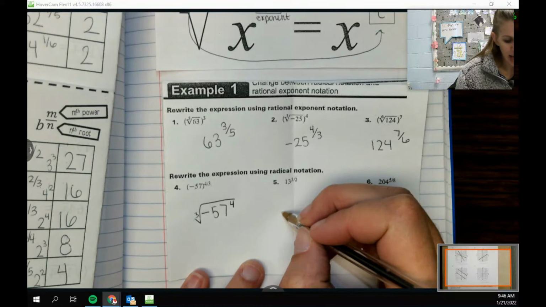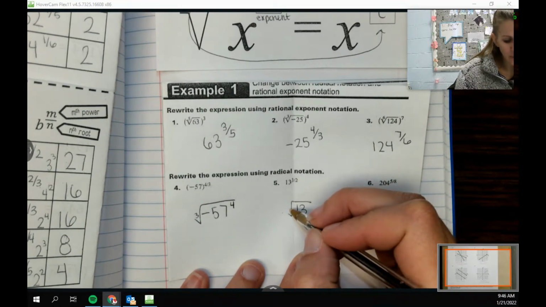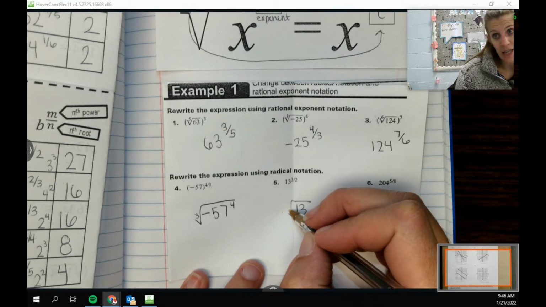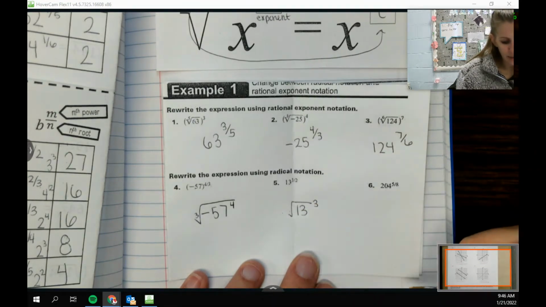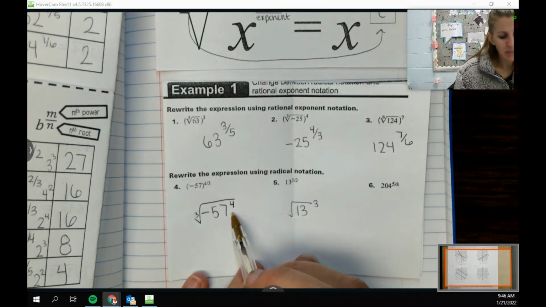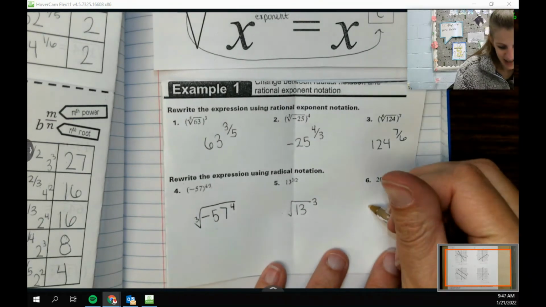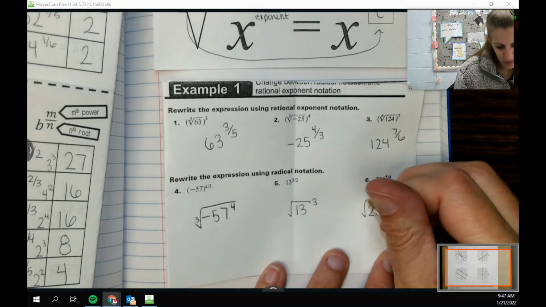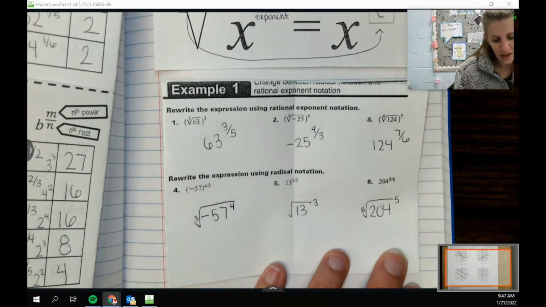Okay, so next we have 13. We're going to put a root around it. The root we want is 2. So you can put the 2 or not. It's implied that it's 2 if it's not there. And then we're to the 3rd power. And again, I'm not going to do these exponents because that's ridiculous. I'm not doing 57 times itself 4 times. And then 204, we're going to put a root around it. The root I want is 8. And then to the 5th power.